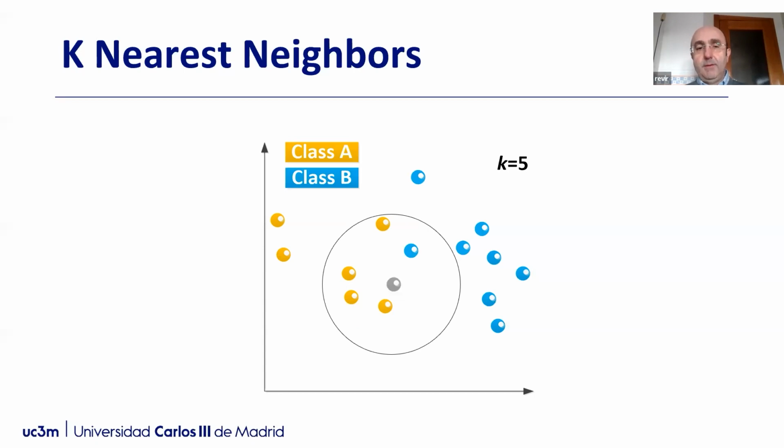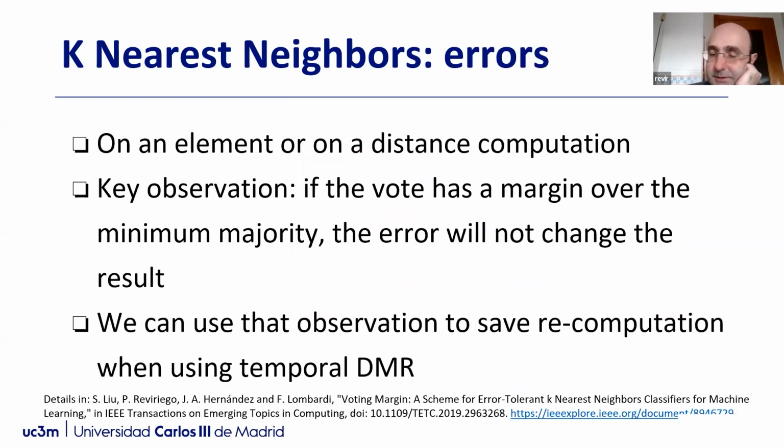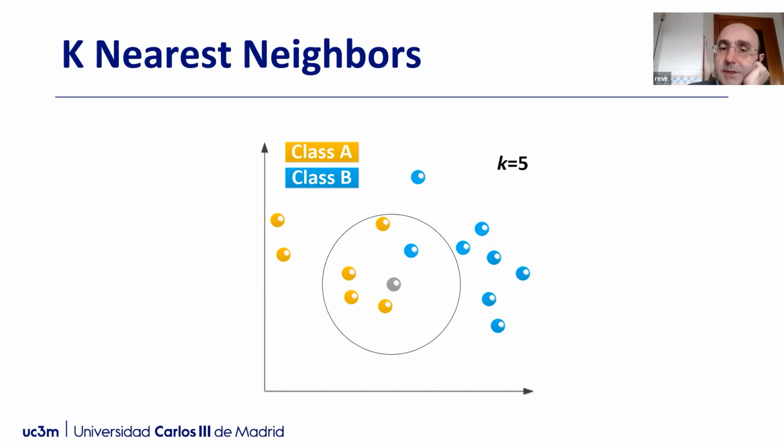This is illustrated here. The gray point is the one we're trying to classify, and the yellow and blue ones are the ones from our data set. When we are classifying, basically what we are going to do is take the nearest, in this case, k equals 5. So we take the 5 nearest neighbors, of which 4 are yellow and 1 is blue. And based on that, we decide that most likely this gray element is yellow.